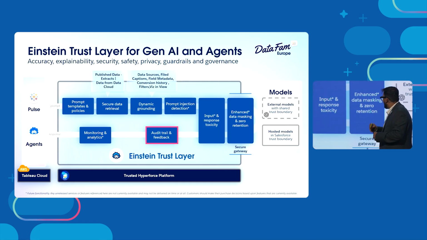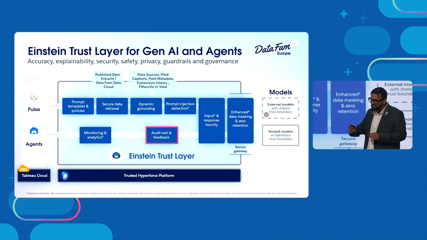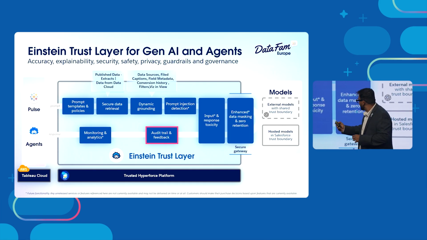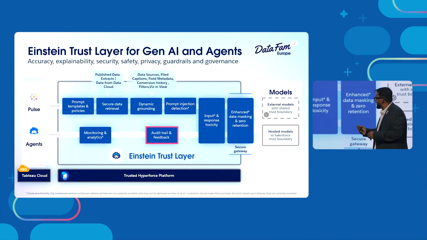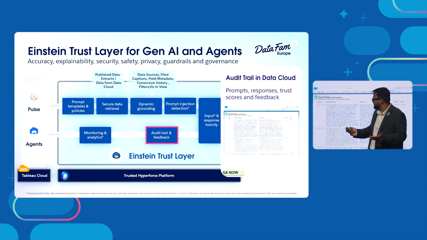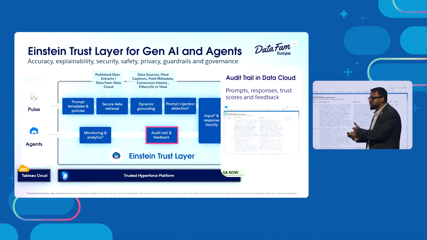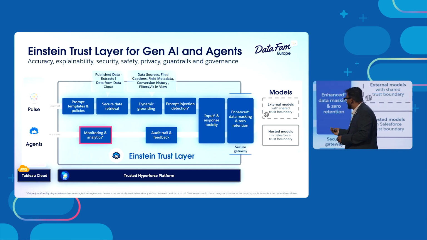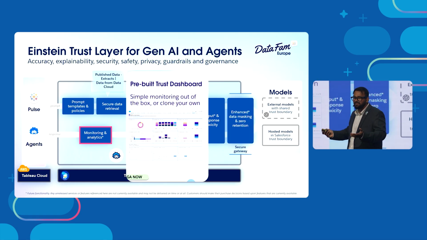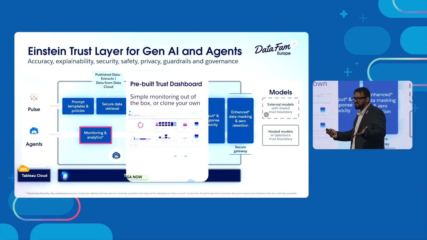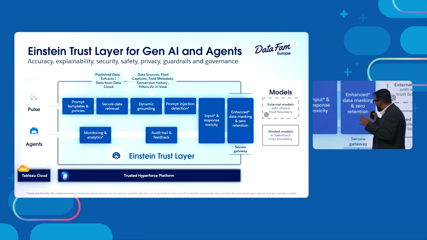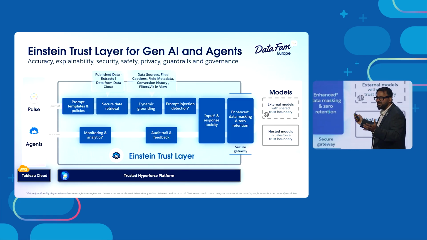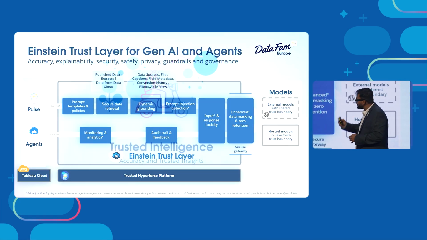Once everything comes back, the responses are again screened for toxicity. Then everything is put into an audit trail and feedback so that you can go back and check what happened and where it happened. To make it easy, as admins, you get analytics dashboards that tell you what actually happened in your system. So this is how we make sure everything is trusted.